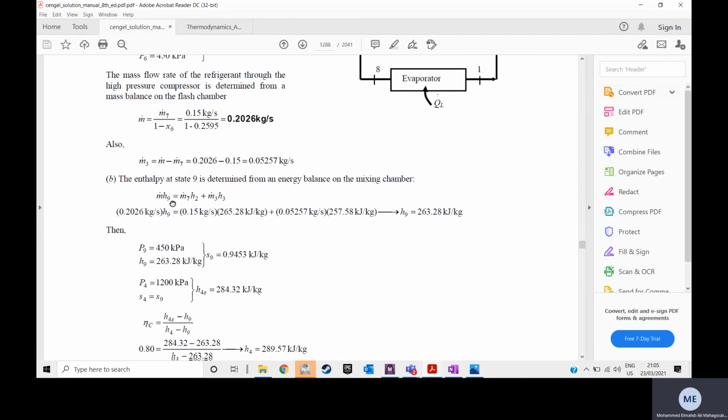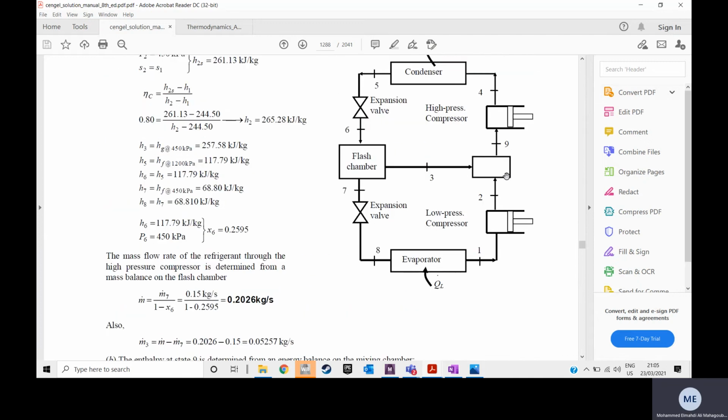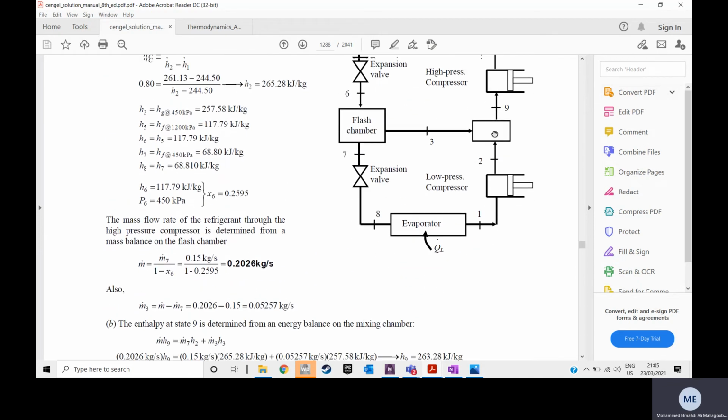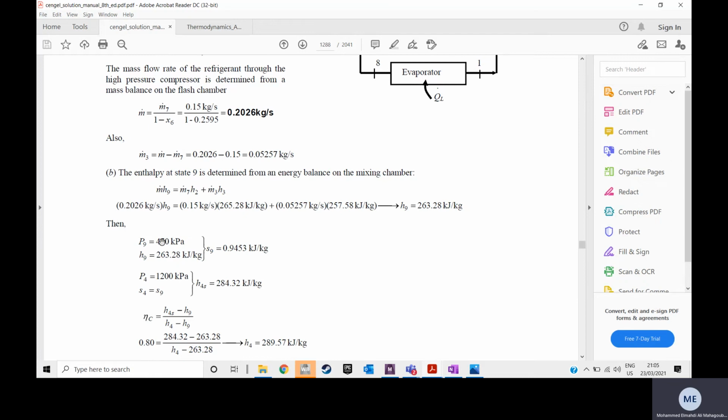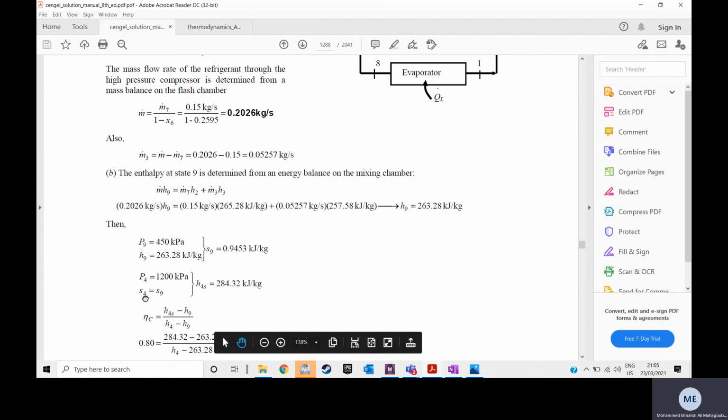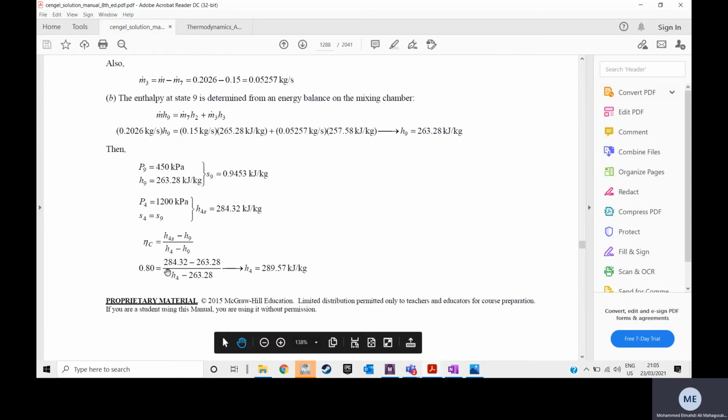After you find H9, now you are going to make the isentropic process from 9 to 4. From 9, you get the entropy, then make the entropy constant with 4, then find H4. I know the pressure of point 4. Use the isentropic efficiency.